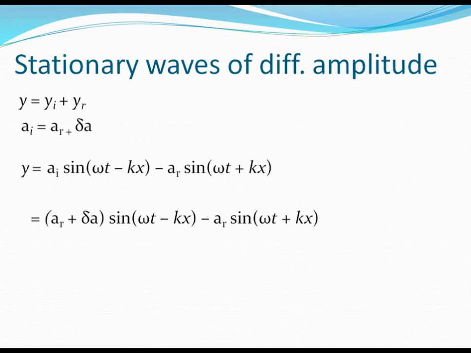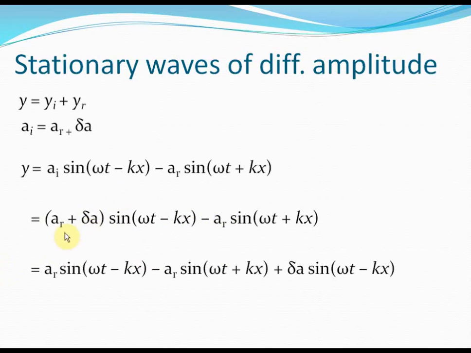So the net equation will clearly be this that you see on your screen, the equation of the incident wave plus the equation of the reflected wave. The only difference in this case when you compare it with the equation we just calculated was that in this case the amplitude of the incident wave is slightly higher than the amplitude of the reflected wave. If you simplify this expression further, you get AR sin(omega t minus kx) minus AR sin(omega t plus kx) plus delta A sin(omega t minus kx). So you see, you get an equation which is similar to the equation we obtained earlier when we added the equation of the incident and the reflected waves.